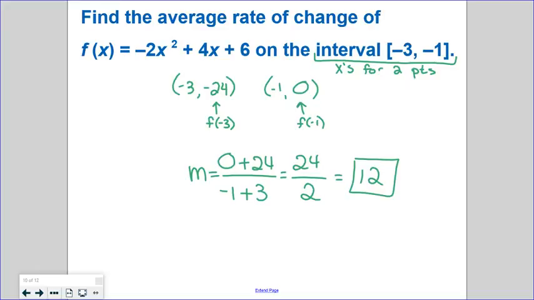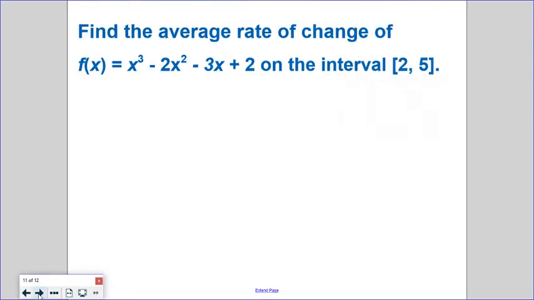Questions on average rate of change? Hence why we did some review at the beginning, because that's it. So do one without me. You're on your own for this one. If you need help or want those calculator tricks or anything, I will come around and help.